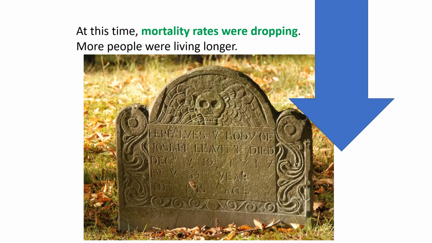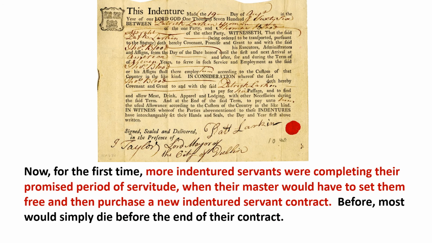Now, while this was going on, we're talking the middle of the 17th century, mortality rates are dropping in the colonies. The colonies are becoming more developed and people were living longer. Now, for the first time, more indentured servants were completing their promised period of servitude, when their master would have to set them free and then purchase a new indentured servant contract. Before, most would simply die before the end of their contract.